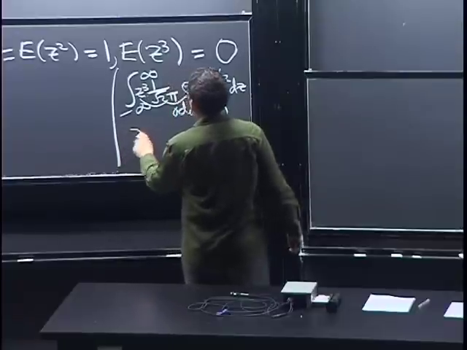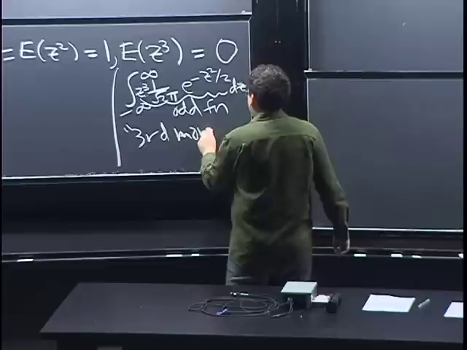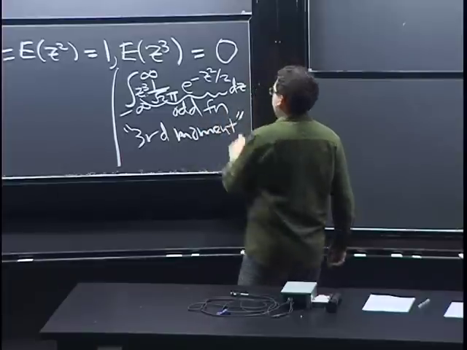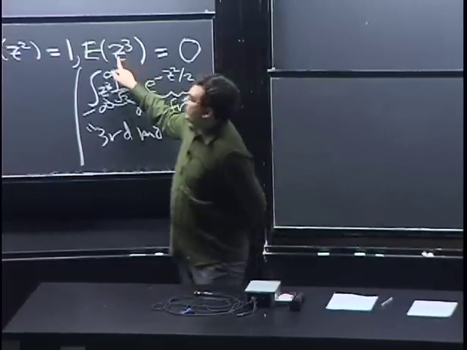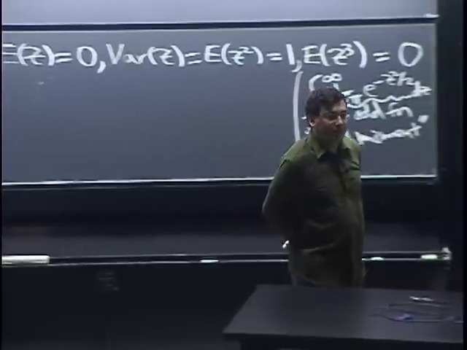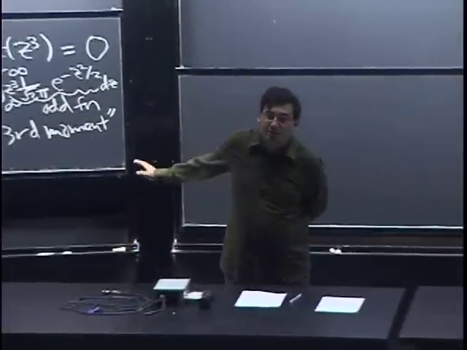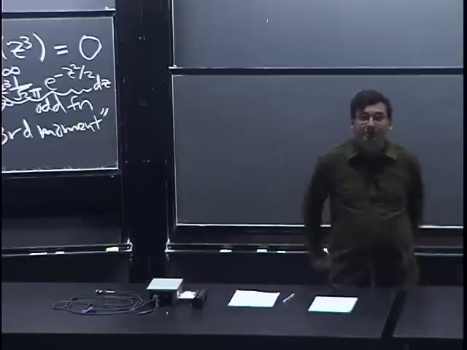So this is called the third moment, E of Z cubed. At some point later in the semester, we can talk about where the word moment comes from, but that's just terminology. That will be called the second moment, first moment, and so on. So in other words, by symmetry, we already know that all the odd moments of the normal are 0.